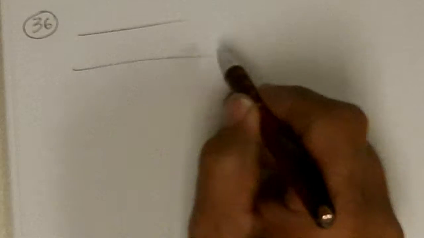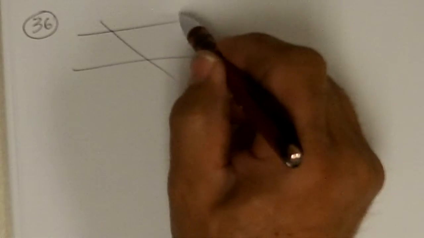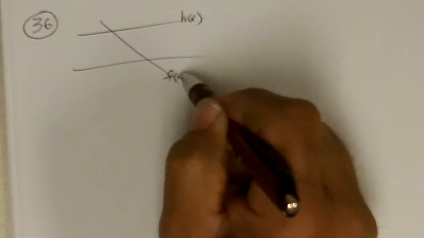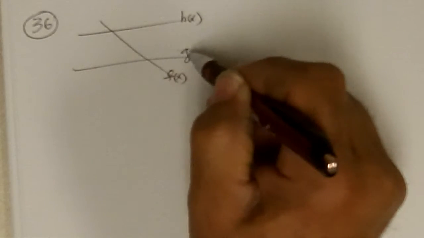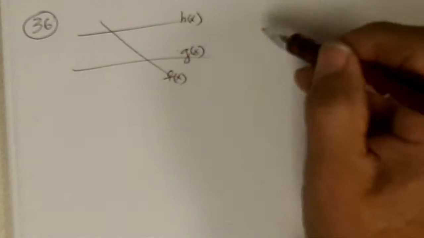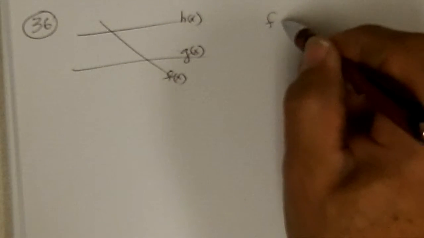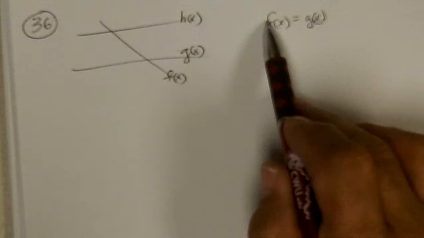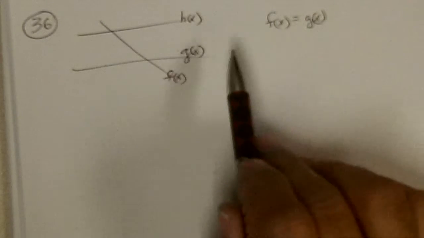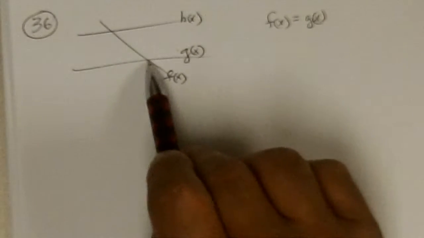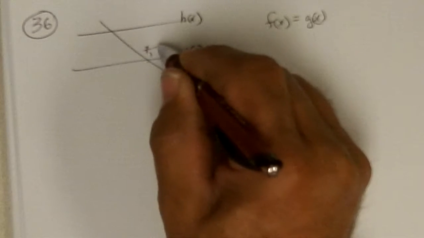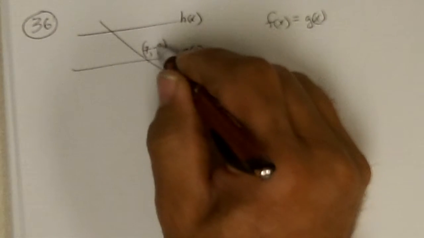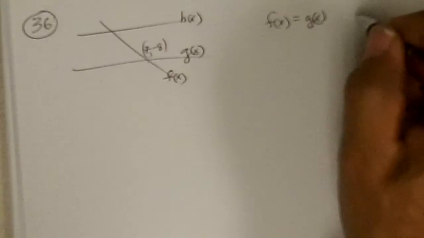A very similar problem. We have two lines and a line crossing, and this is h of x. This is f of x, the one crossing, and the other horizontal one is g of x. It says solve for f of x equal g of x, which means the y value of f is the same as the y value of g. For what x? Well, they meet right there, which was 7, -8. G and f both are -8 when x is 7.